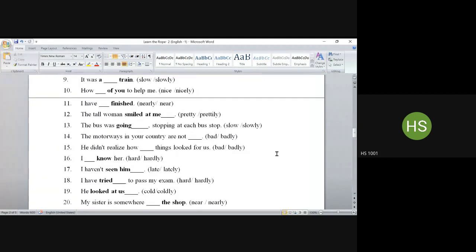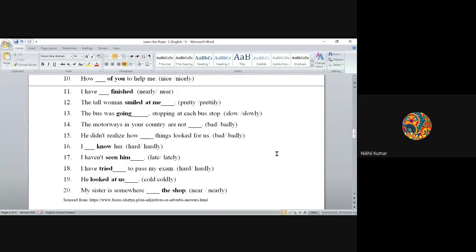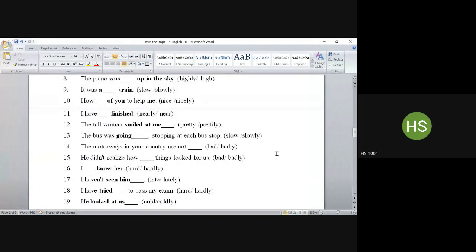Again, 15th one, he didn't realize how dash things looked for us. Bad. How bad things looked for us. 16th, I dash know her. Hardly. Hardly know her. Again, verb. So the modifier, hardly, is an adverb. I haven't seen him dash. Lately. I haven't seen him lately.